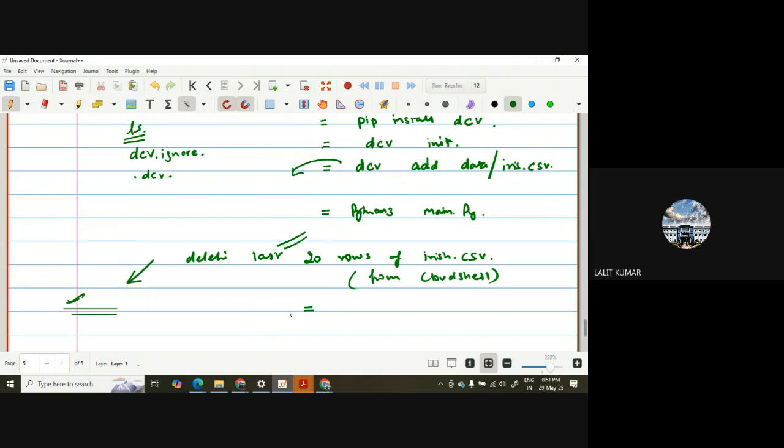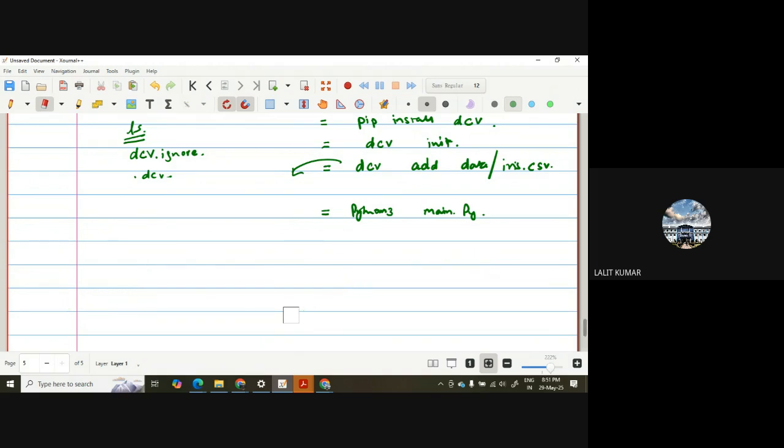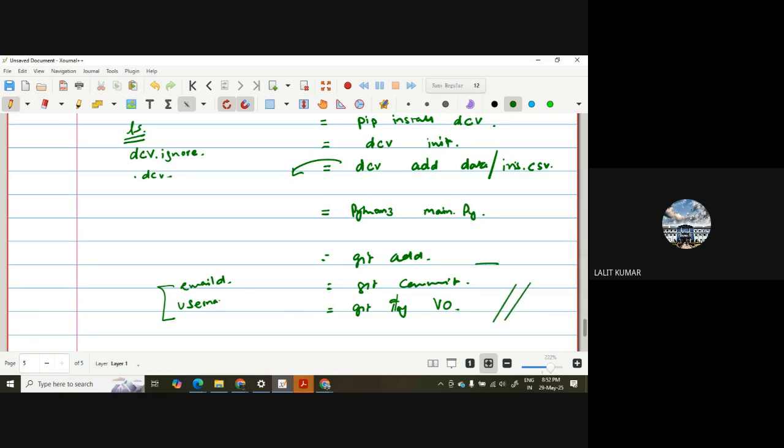you have to do the git commit. Here you have run, and you have to do git add and git commit. So here you git add your files, and then you do git commit. When you do the git commit, it will ask you for your username and email ID. So you have to give that, and then you have to use git tag and give a tag, for example, v0. With this, your first iteration is complete.